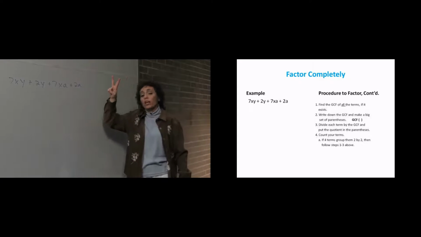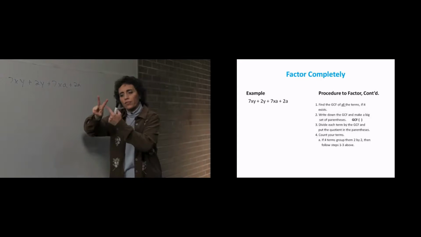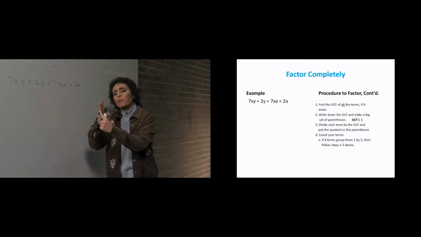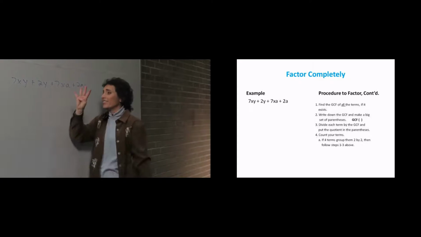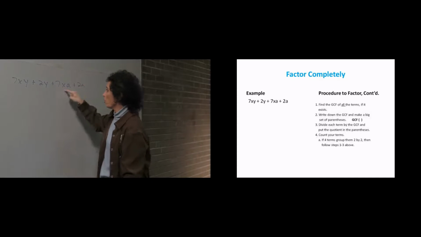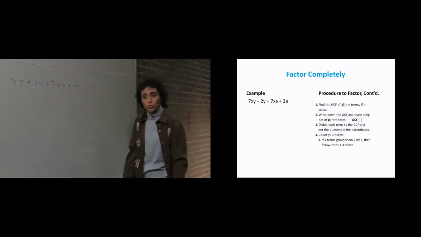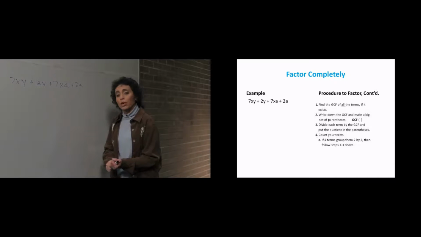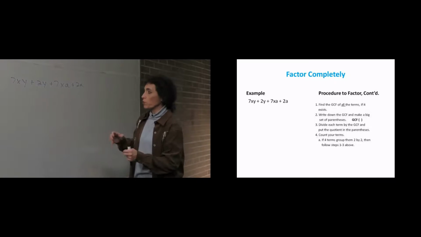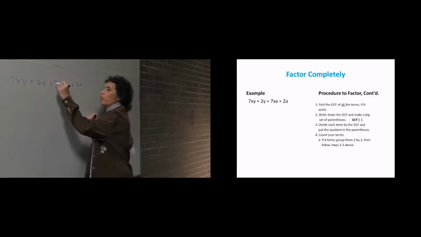Step 2, write the GCF down. Well, we can't do that if there's no GCF. Step 3 is divide by the GCF. Well, we can't do that if there's no GCF. Step 4 is count your terms. 1, 2, 3, 4. There are 4 terms. Step 4a says if there are 4 terms, group them 2 by 2 or possibly 3 by 1. Well, we're going to group these 2 by 2.